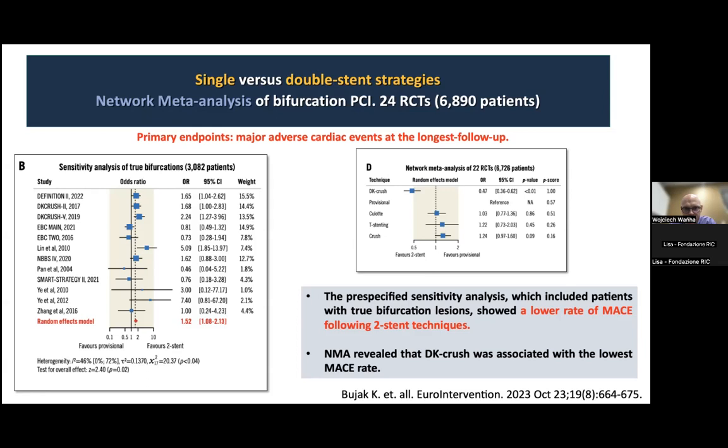Those studies showed that in the pre-specified sensitivity analysis, which included patients with true bifurcation lesions, there was a lower rate of MACE following two-stent techniques. However, those studies also showed that the network meta-analysis revealed that the DK crush was associated with the lowest MACE rate.